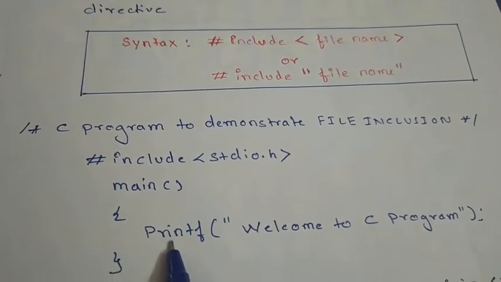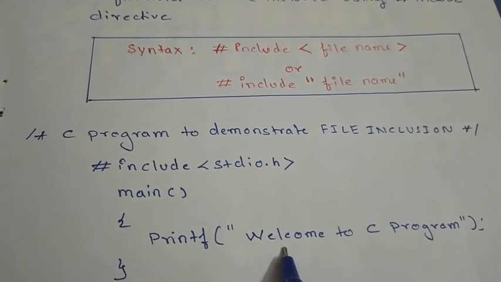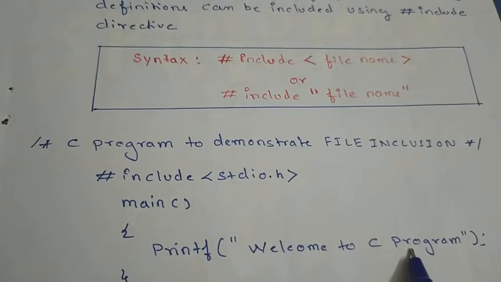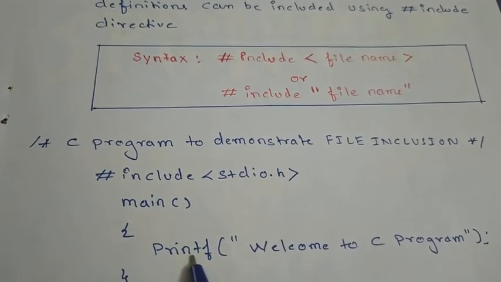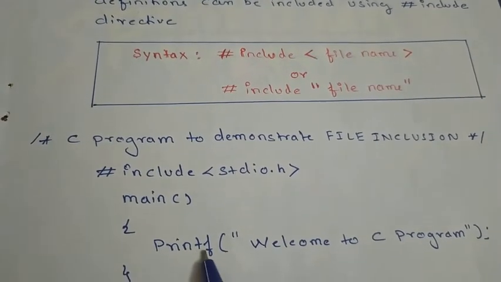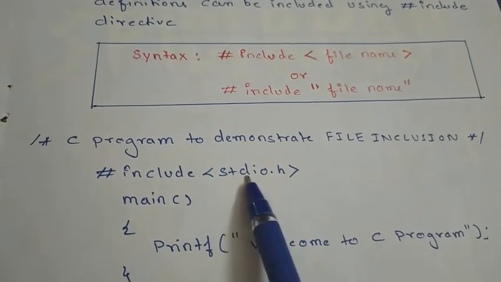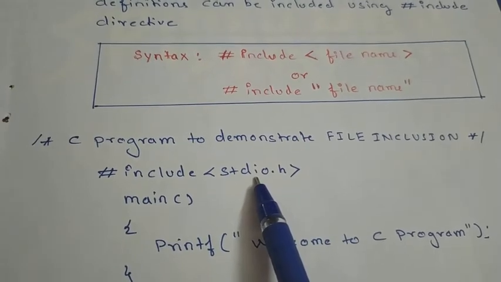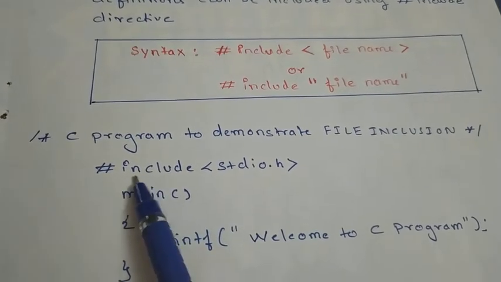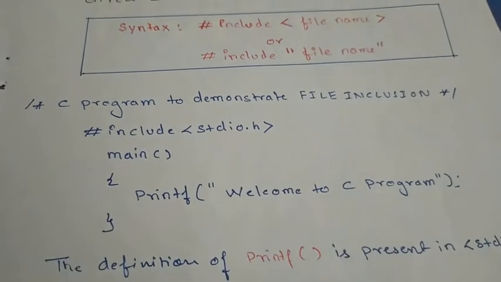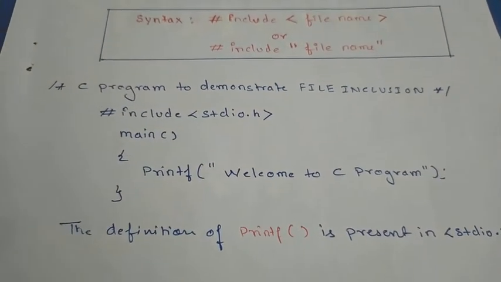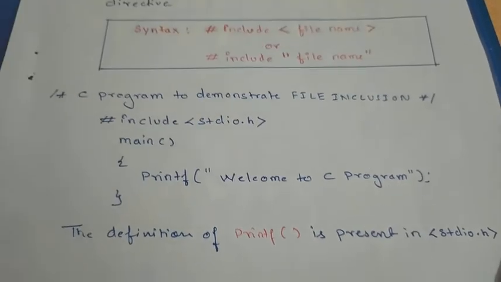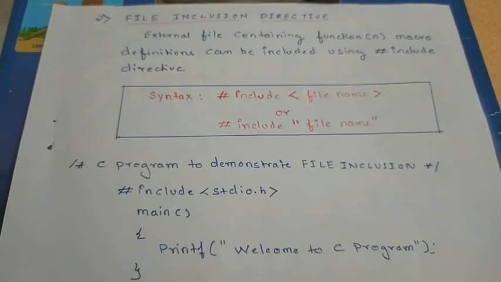So I have a printf function used in my program which prints a message, welcome to C program. The instructions which define this function printf are available in the stdio.h header file, which I am including in my program using the #include directive. So the definition of the printf statement is present in the stdio.h file. So this was all about your file inclusion directive.